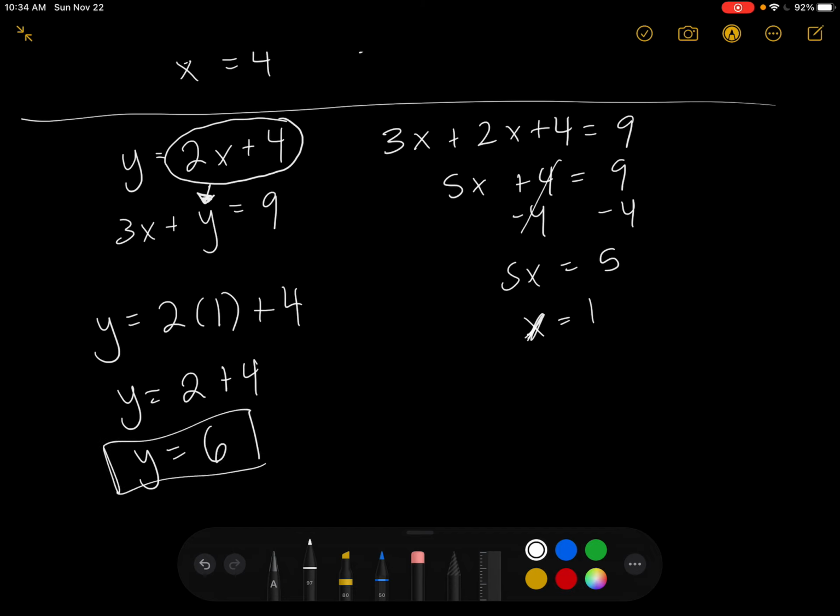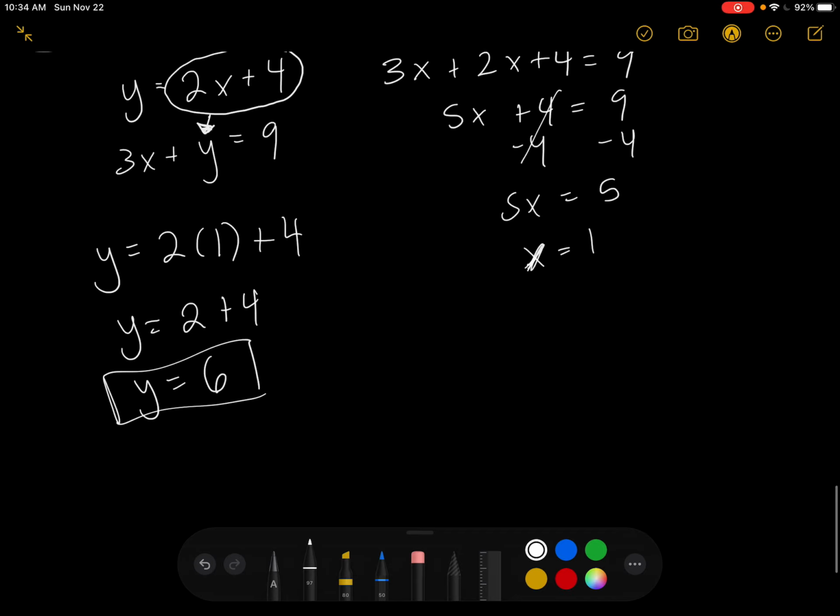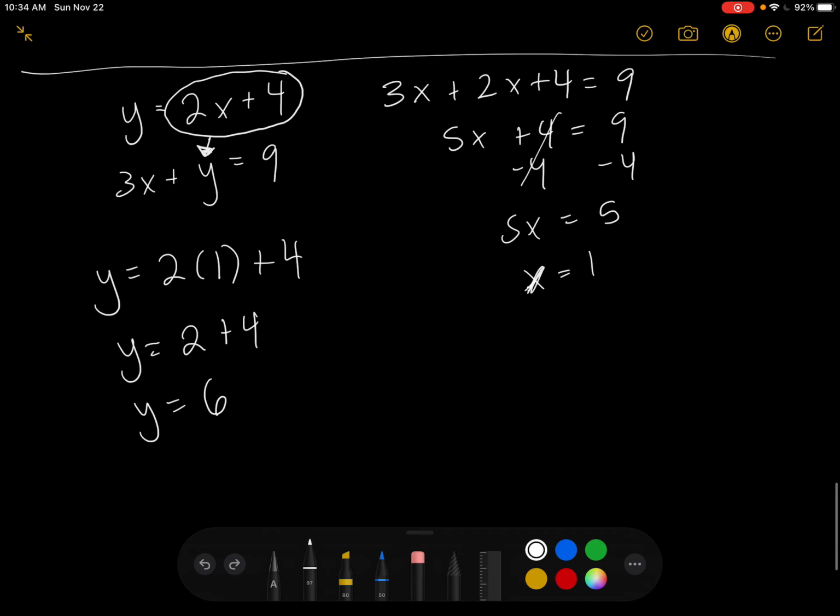Oh, sorry, it's like a habit for me to box it, but really, I should box the actual answer, 1, 6. There you go. So my answer is the point x, y. I solved for x, solved for y, and then it makes a point. Okay, so that is solving by substitution.